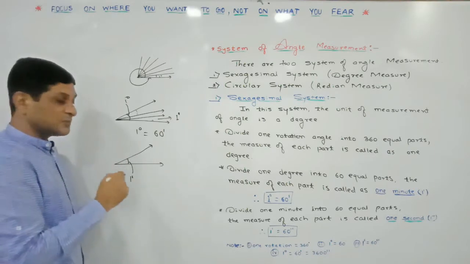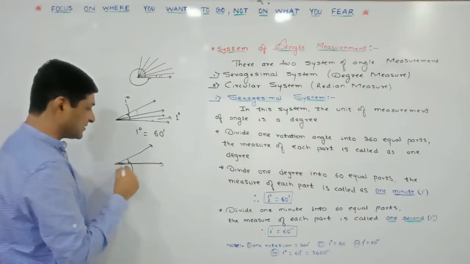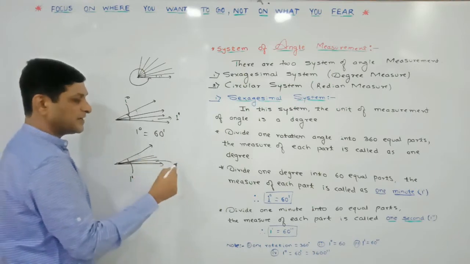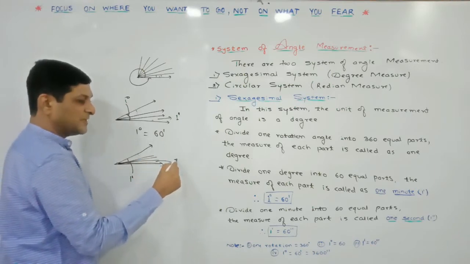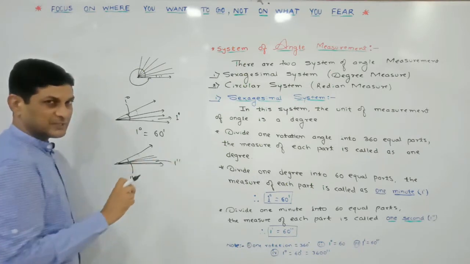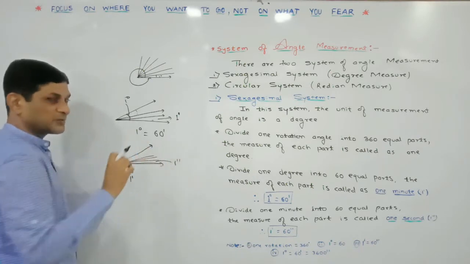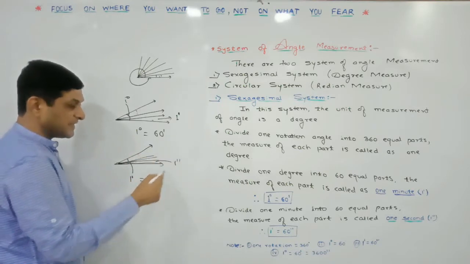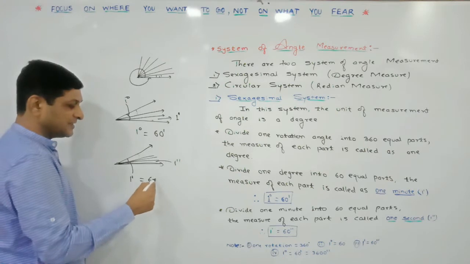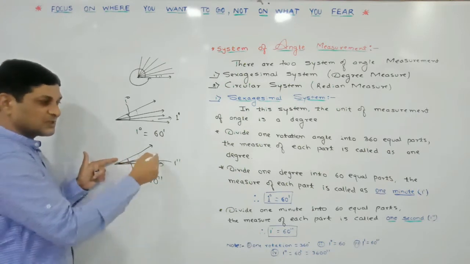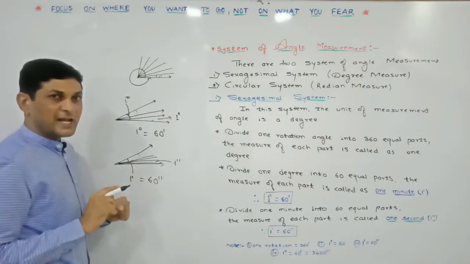Now I am dividing this 1 minute into 60 parts. Again divided it into what? 60 parts. Each part is called 1 second, and 1 second is denoted by this notation, 1 double dash. This notation is used for what? 1 second. So in 1 minute, how many seconds are there? 60 seconds are there. We are dividing this 1 minute into 60 parts. Each part is called 1 second.